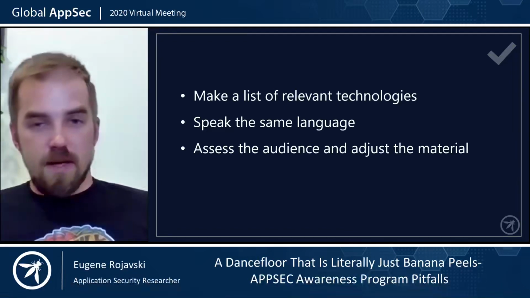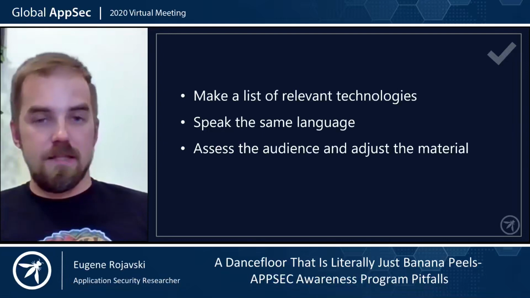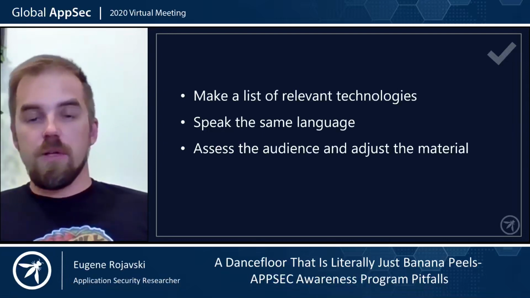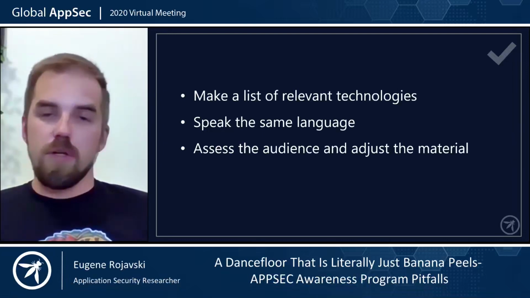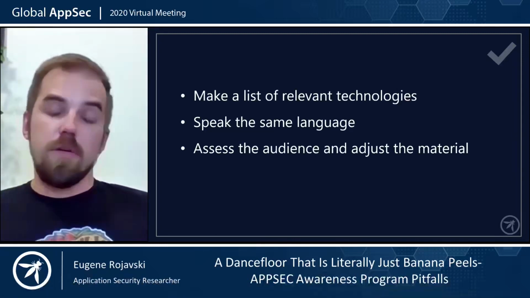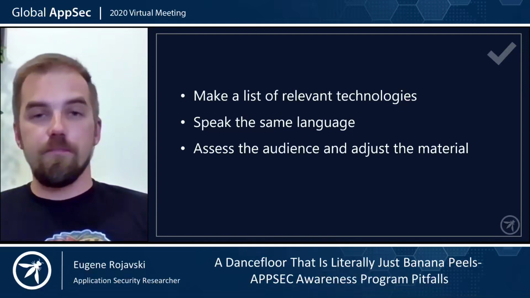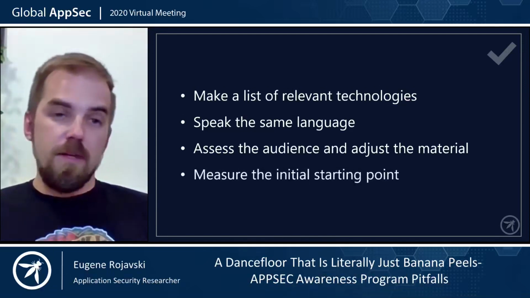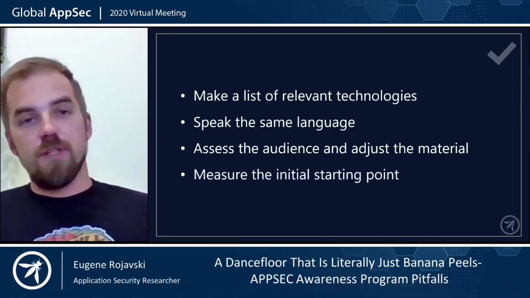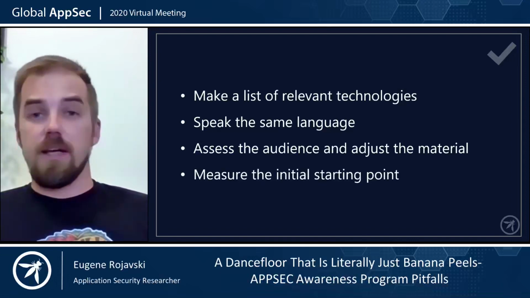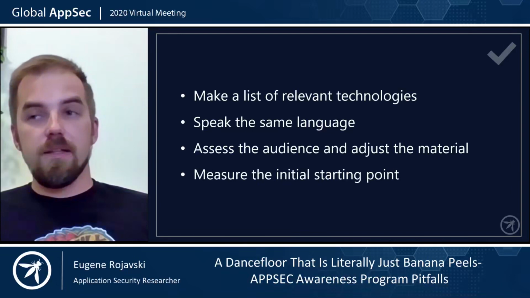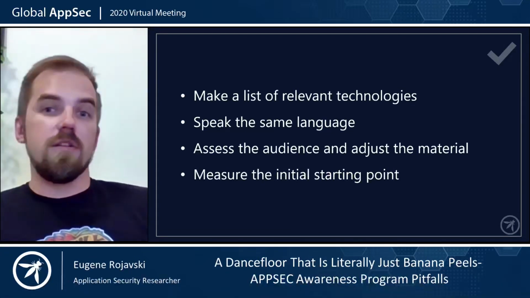How can you understand that? How can you assess the overall level? You can give questionnaires, like short ones, easy ones, or you can talk to development managers to get the overall knowledge of the team. And the last thing that you need to do is to measure the initial point. That is actually the thing that I didn't do while implementing my program. And it was very hard to track progress in a year, let's say.